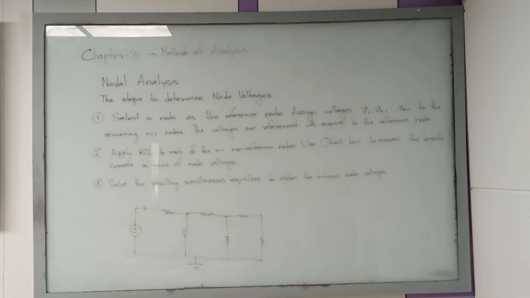If, let's say, considering the reference node you have a total of 10 nodes in the circuit, then if you take one as the reference node, 9 remain, right? So if I call those 9 nodes V1, V2, V3 up to V9, then you have to work with those n-1 voltages.